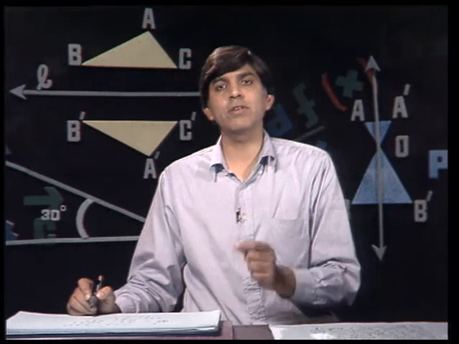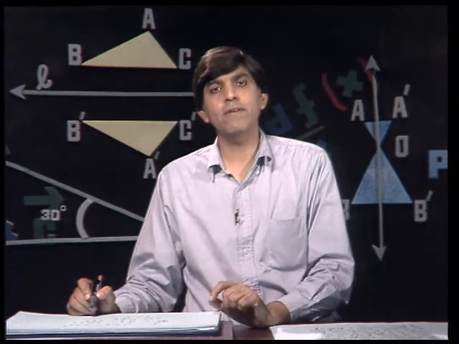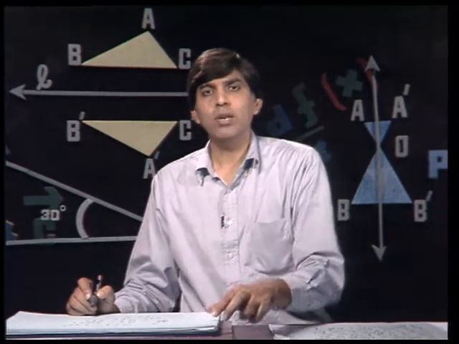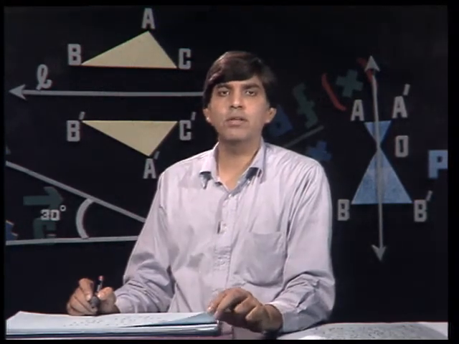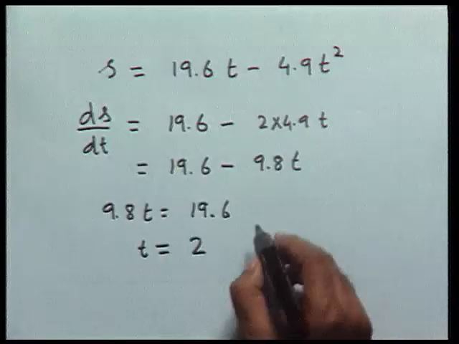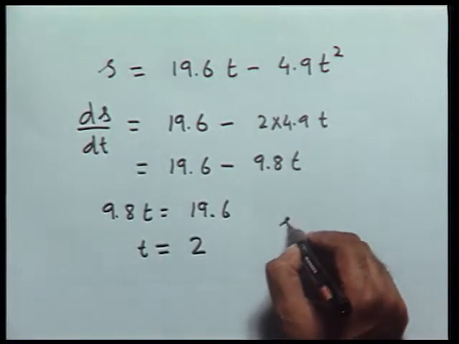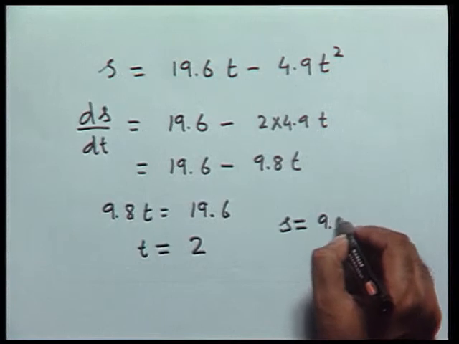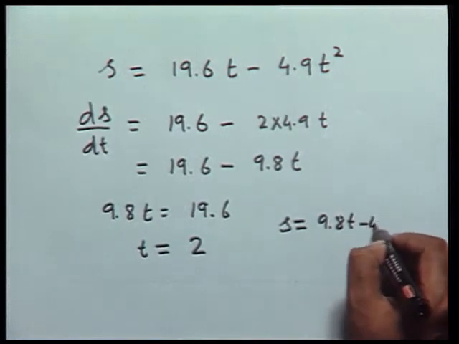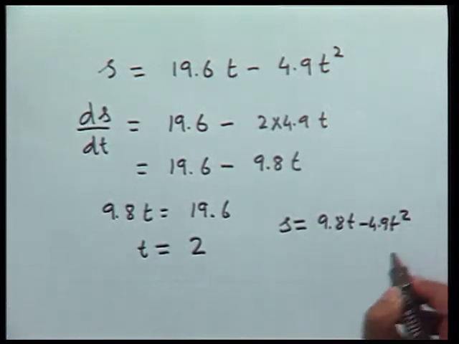What was our problem? Our problem was to find the height of the second stone when the first stone had reached maximum height. So, the first stone reaches maximum height at t equal to 2, and therefore, the height of the second stone is to be found at t equal to 2. What is the expression for the height of the second stone? This is the expression, s equal to 9.8 t minus 4.9 t squared.